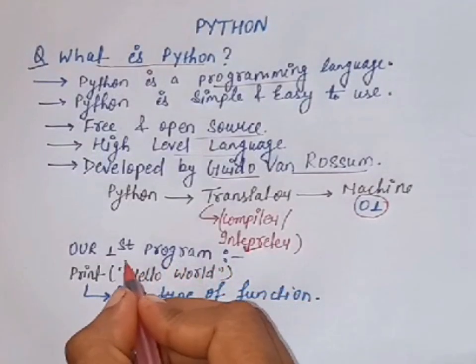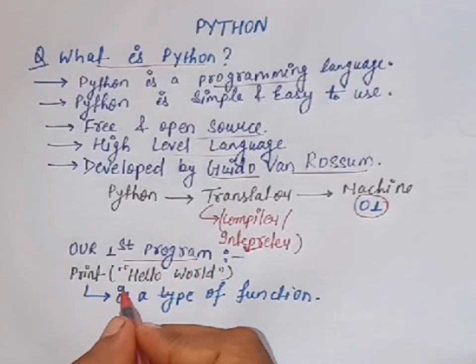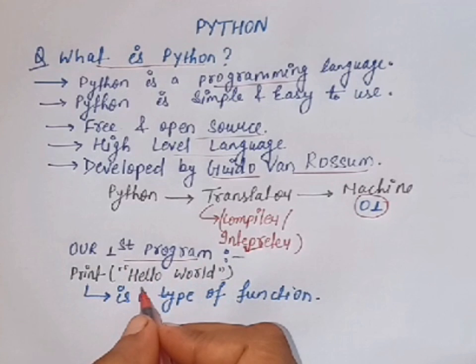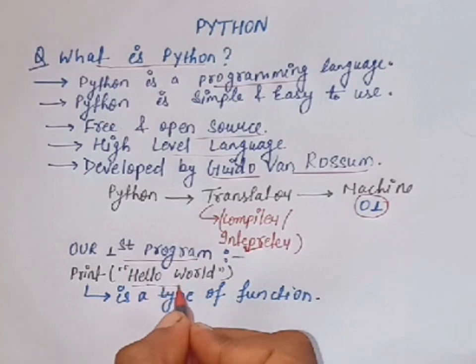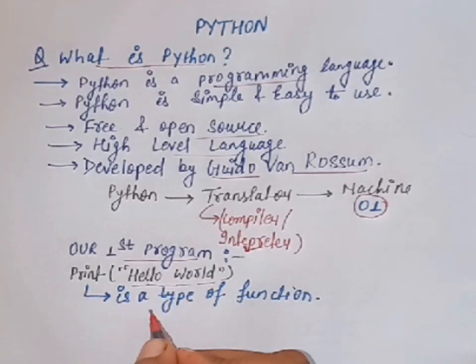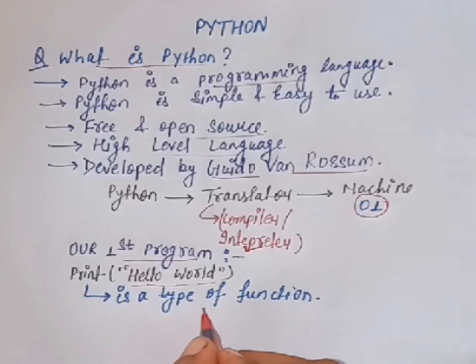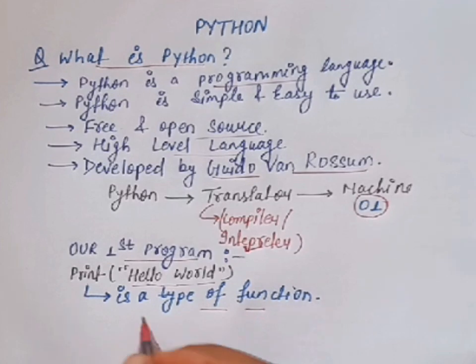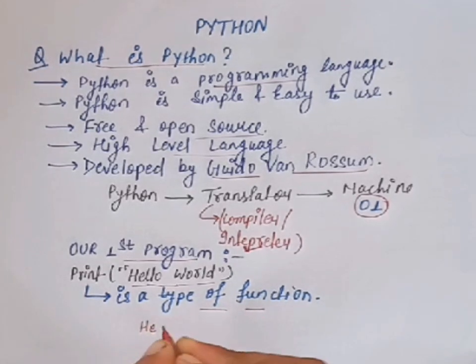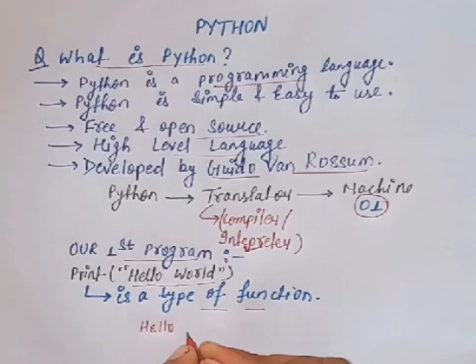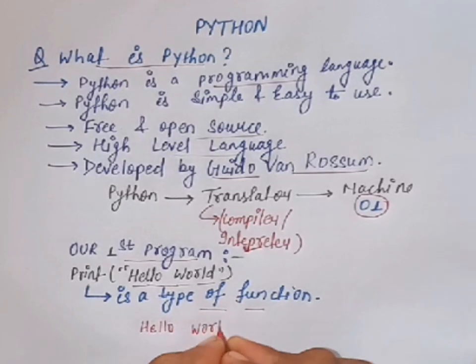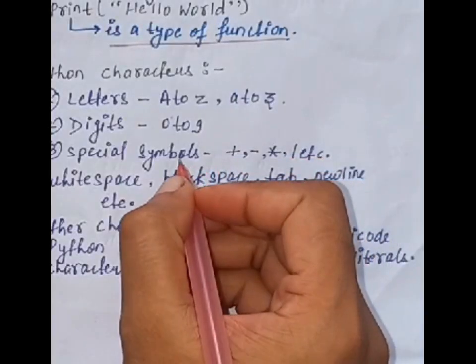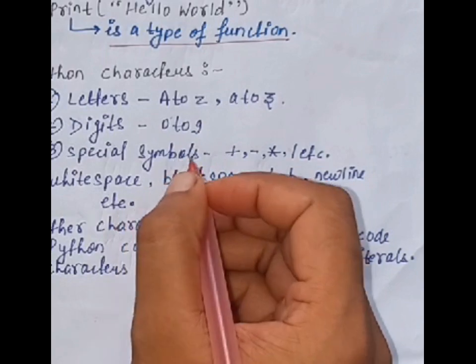Let's come to our first code, in which I had written print, parentheses, double quotes, hello world, where print is a type of function that outputs text, hello world, to the screen. Let's discuss our next topic, which is Python characters.